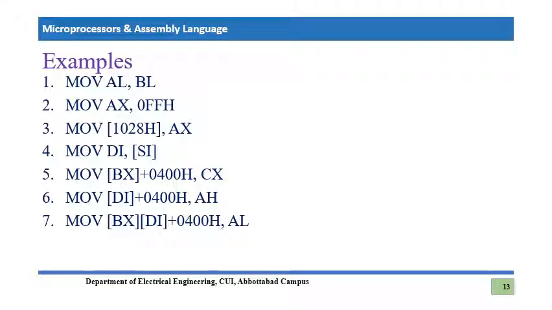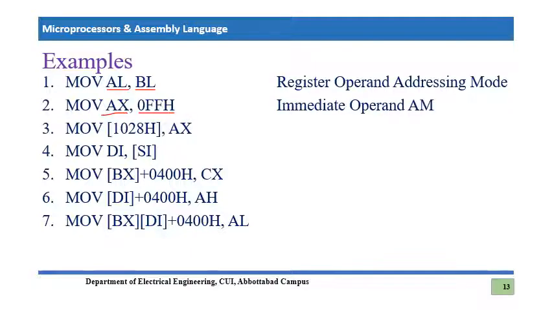Okay, in this slide we are going to see different examples and determine what specific addressing mode is being used. The first example is MOV AL, BL. In this instruction we see two different operands. BL is a register and AL is a register, so this is going to be register operand addressing mode. In the next example, a direct value is being used as a source operand, or a direct immediate value is being transferred to the destination register, which is AX. So this is an immediate value and a register, so this addressing mode will be known as immediate operand addressing mode.